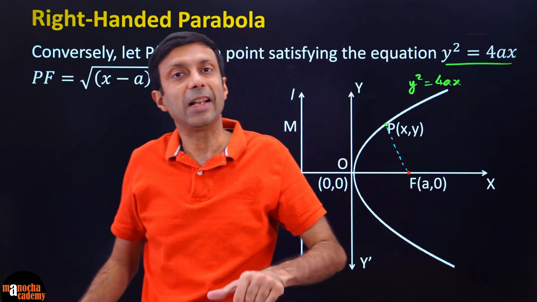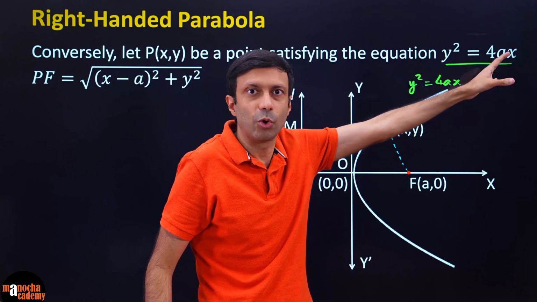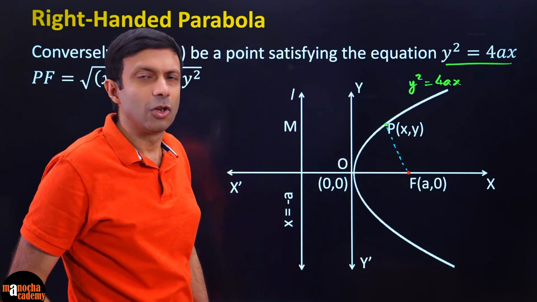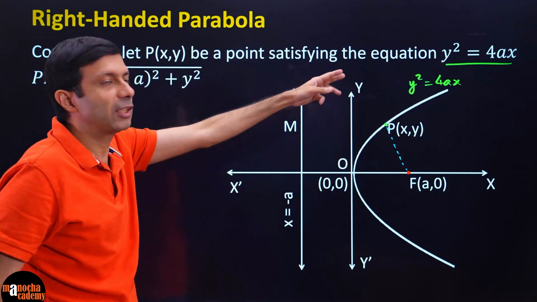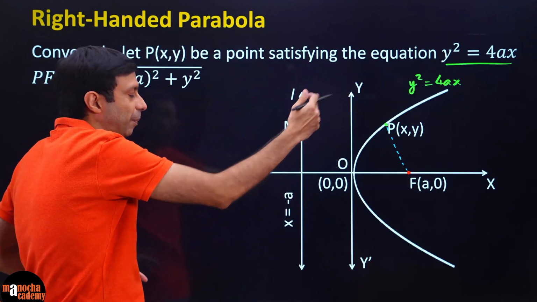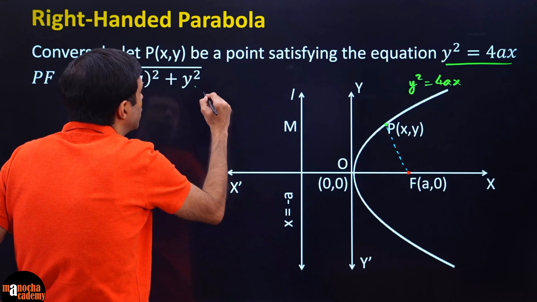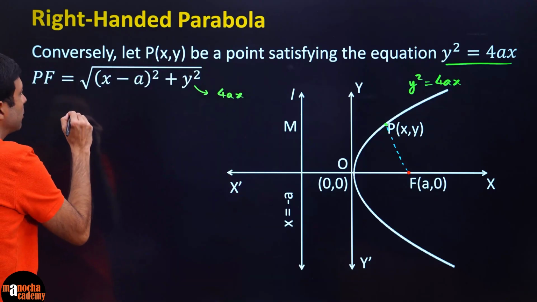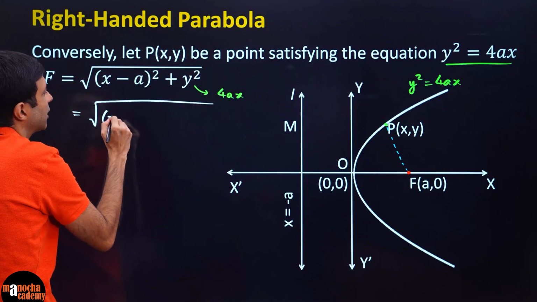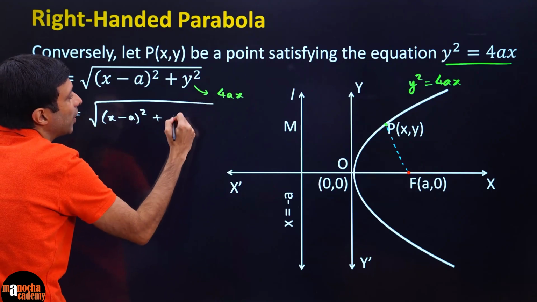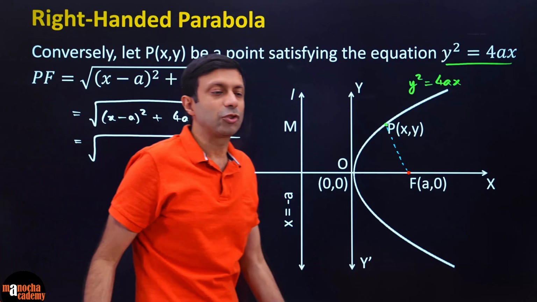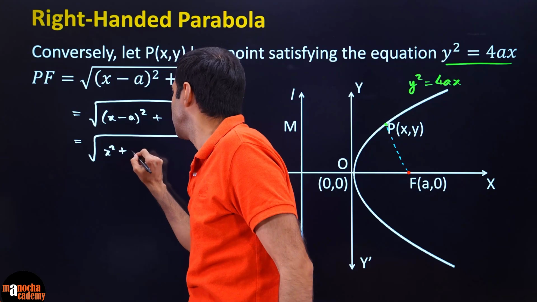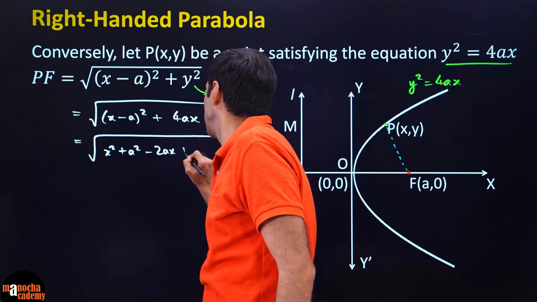Clear? Now I tell you that the equation of the parabola is y square equal to 4ax. That means all the points on this parabola must satisfy this equation. Agree? So can we substitute y square as 4ax here? Because these points are lying on the parabola, instead of y square, I'm going to put in 4ax. So what does this PF distance become? Square root of (x minus a) whole square, and I'll replace the y square with 4ax. Now let's simplify whatever is under the square root: x square plus a square minus 2ax plus 4ax.